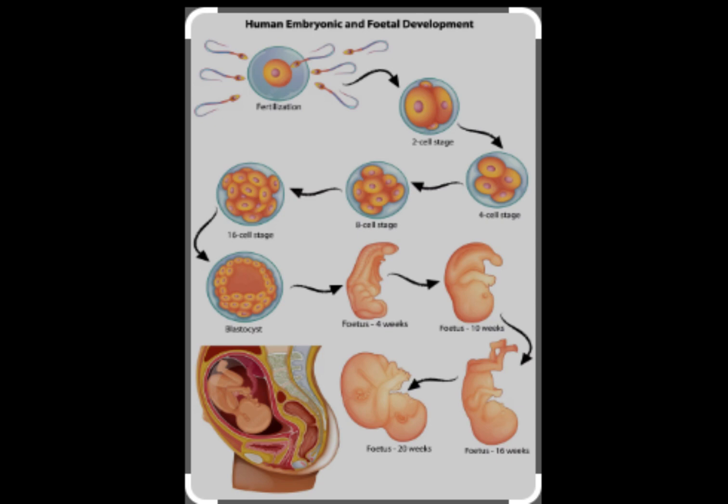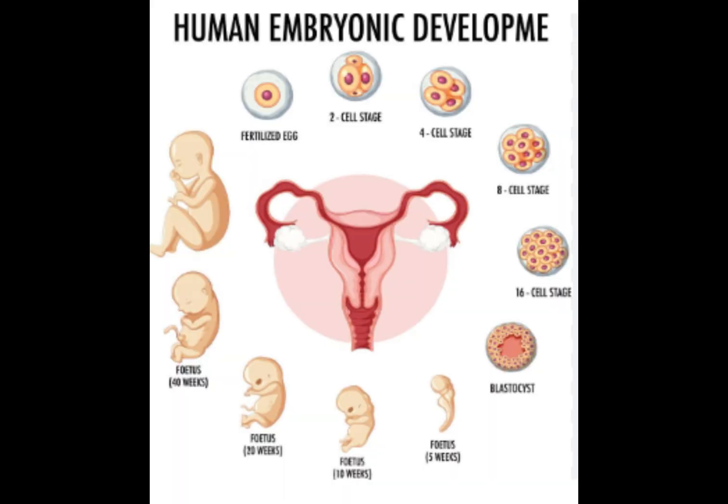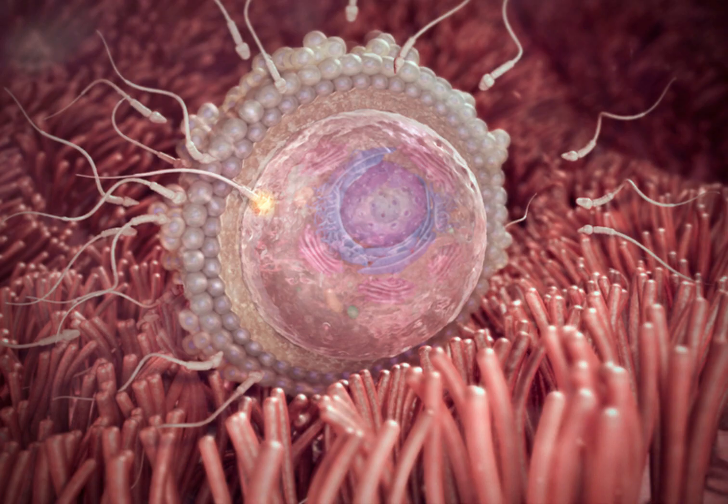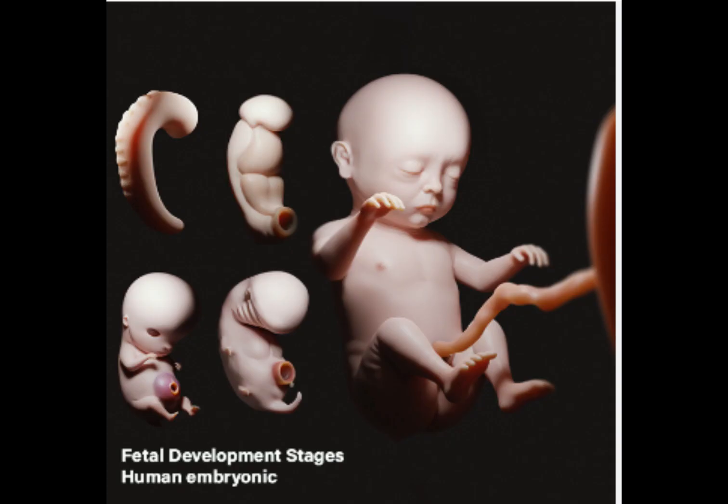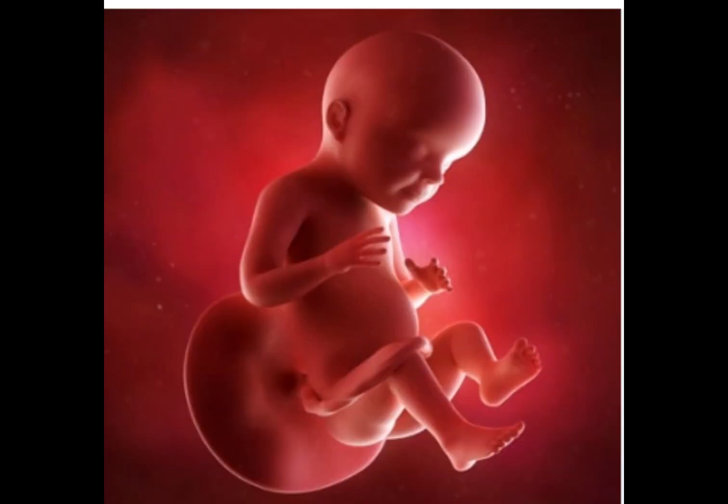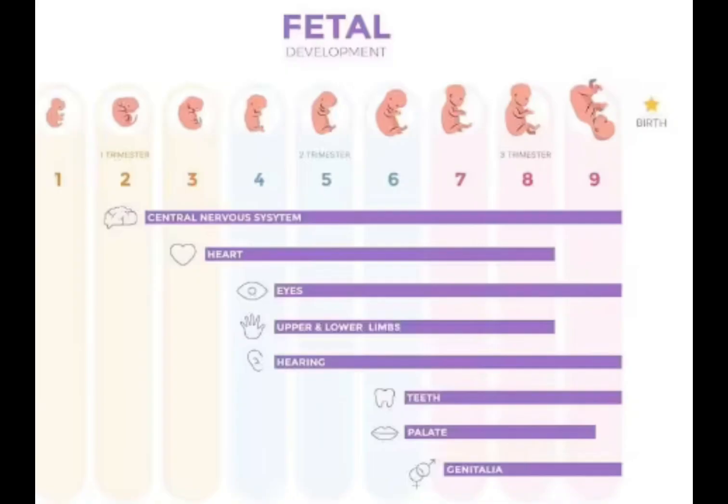Fetal development is an orderly and intricate process. It begins before you even know you are pregnant and ends with the birth of your baby. Between conception and delivery, there are many detailed steps that have to occur.